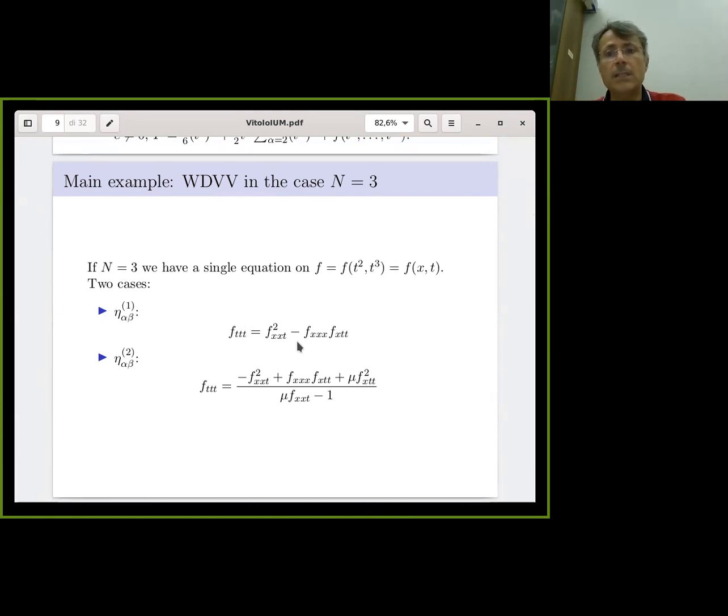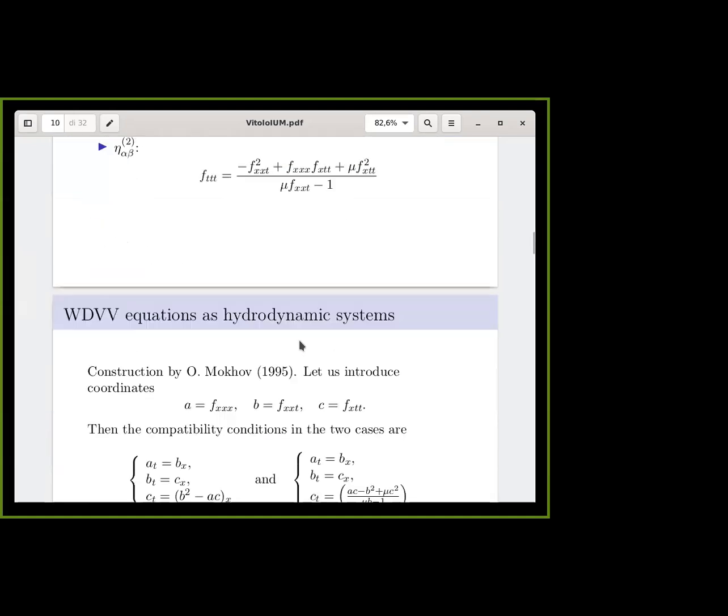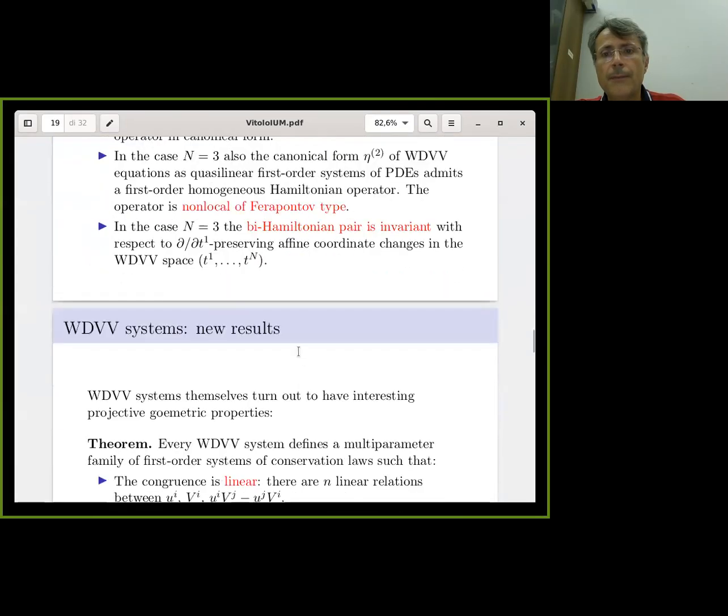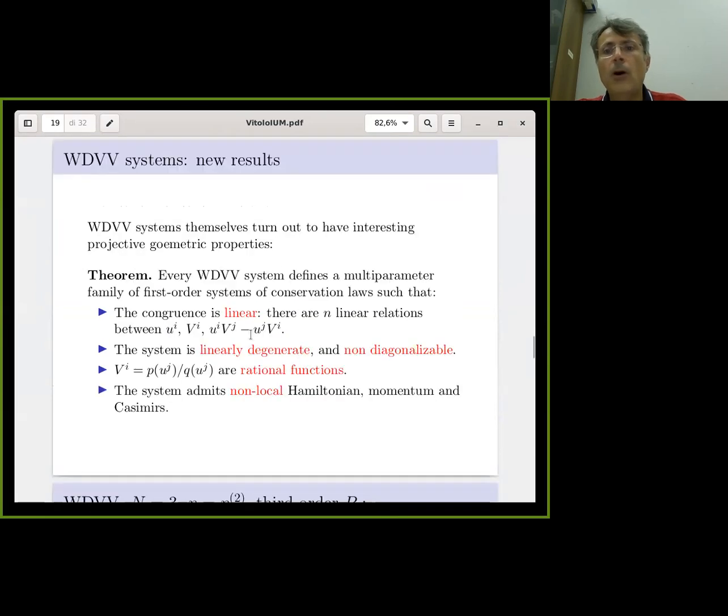But then these two systems fill the whole space, provided the hypothesis that I told you, so the homogeneity weights are distinct, are fulfilled. And then, all right, so the congruence is linear. Suppose you don't care about this projective geometric feature, but this projective geometric feature yields the fact that the systems are always linearly degenerate. So each time a system has a third-order homogeneous operator, it is linearly degenerate and non-diagonalizable.